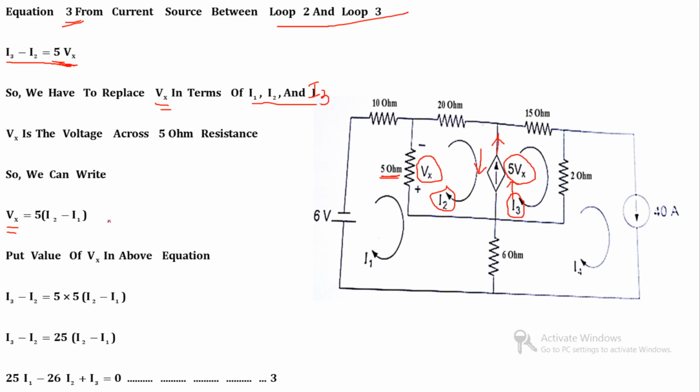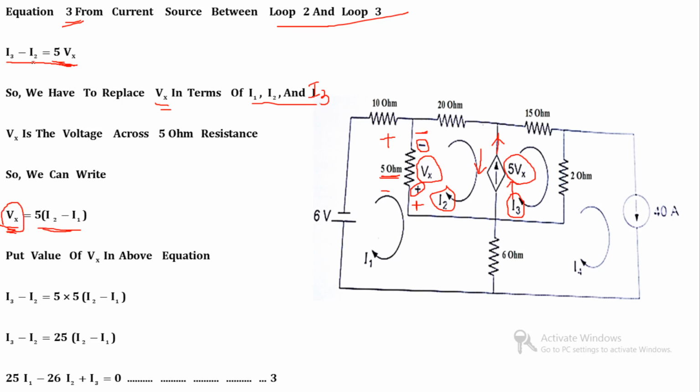Why will I take I2 minus I1? Because the polarity of Vx is the same as the polarity of I2, because I2 will enter at this point. So, this is the plus, this is the minus, but I1 will enter at this point and leave at this point. So, I cannot write Vx is equal to 5 (I1 minus I2). I have to write Vx is equal to 5 (I2 minus I1), because the polarity of I2 and the polarity of Vx will be matched. Now, we have to replace Vx with 5 into (I2 minus I1).